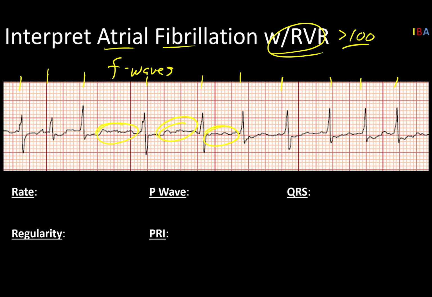Other thing I want you to keep in mind, if your rate is between 60 beats a minute and 100 beats a minute, that's just AFib. And if your rate is less than 60, that equals slow ventricular response. The only other thing is, yeah, you have no consistent P waves here whatsoever.